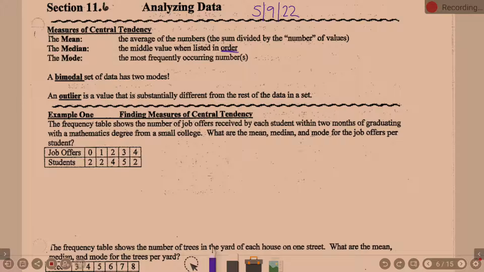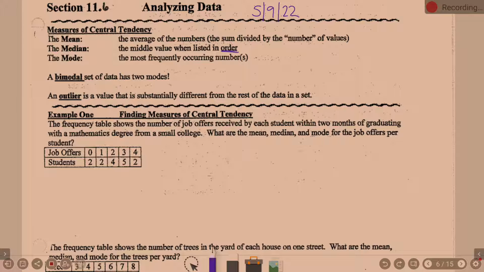And then mode? Yeah, the number that occurs most frequently. And notice it says the most frequently occurring number(s). Could there be more than one mode? There could be. There could be a couple numbers, both repeating the same amount of times. There could be one mode. There could also be no mode if nothing ever repeats.